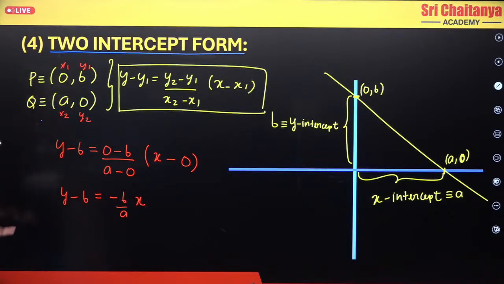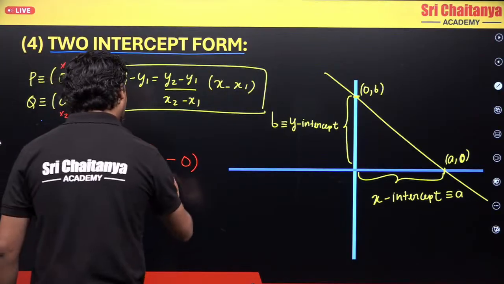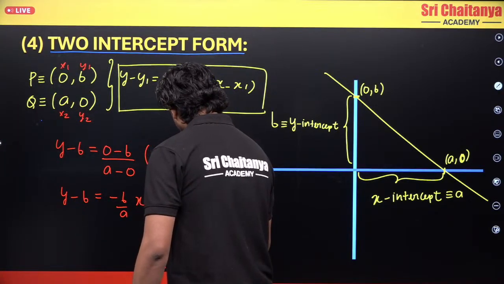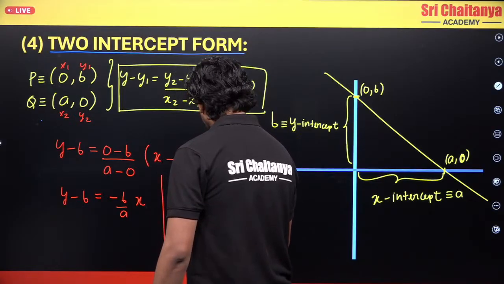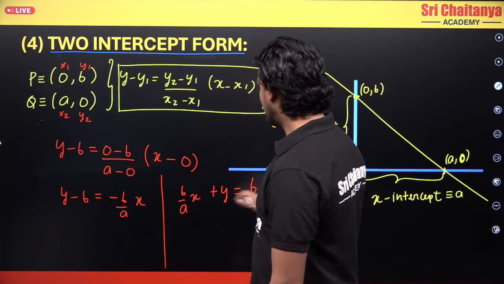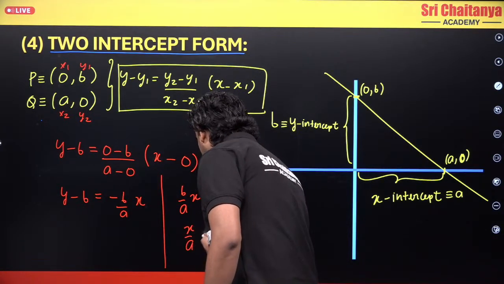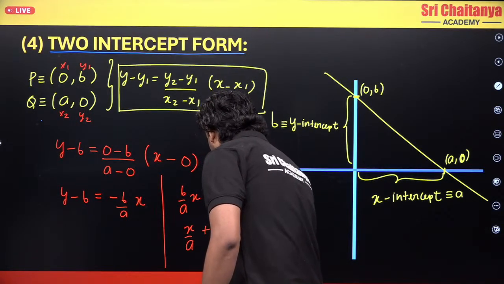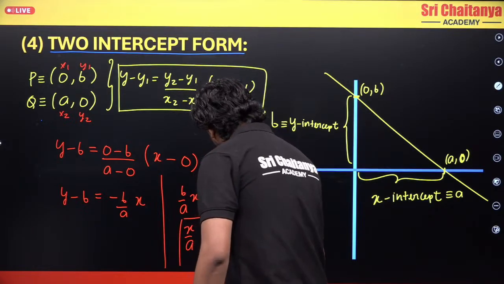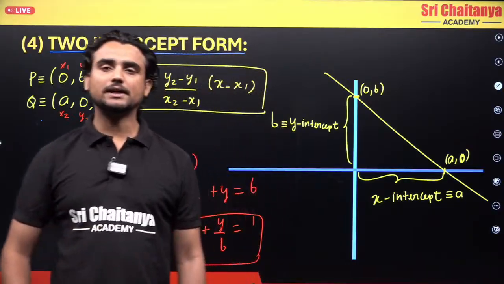Once I have this, I can take this here, and what do I get? I get b by a x plus y is equal to b. And if I divide the whole equation by b, what do I get? x by a plus y by b is equal to 1. So this is the general equation of a straight line if both the intercepts are given to me.